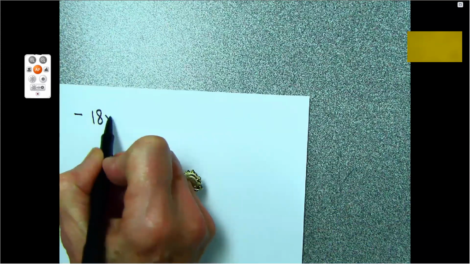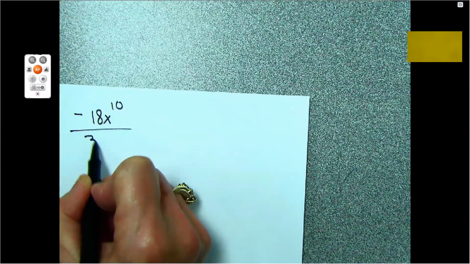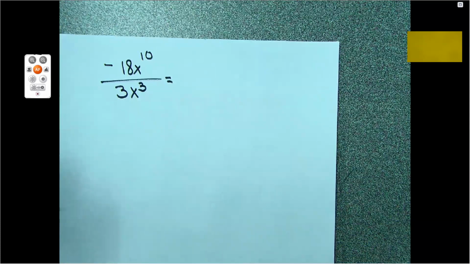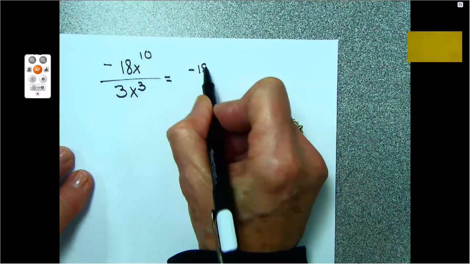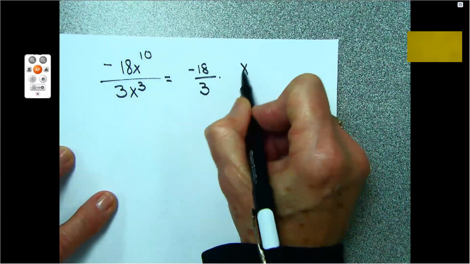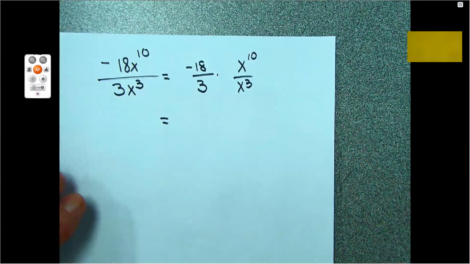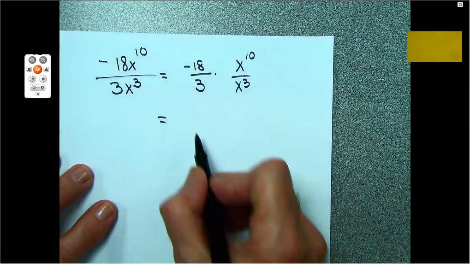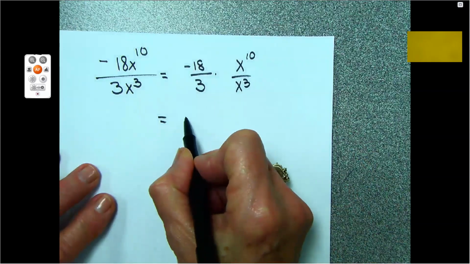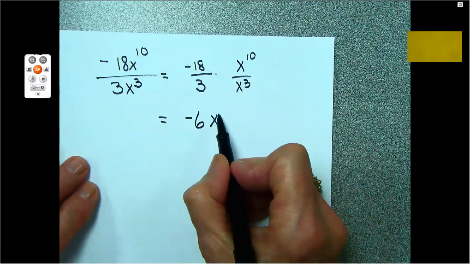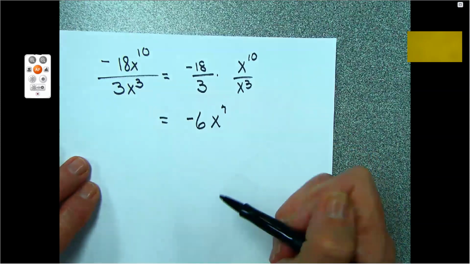Negative 18x to the 10th divided by 3x cubed. Well, again, it's all multiplication, so we can break this apart and get our constants together. And x to the 10th over x cubed. 3 goes into negative 18 how many times? 3 times what is negative 18? Negative 6. x to the 7th.